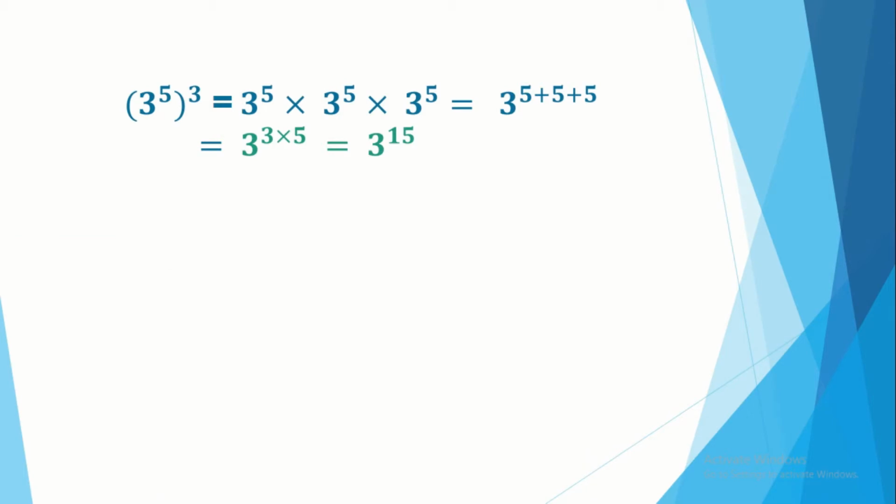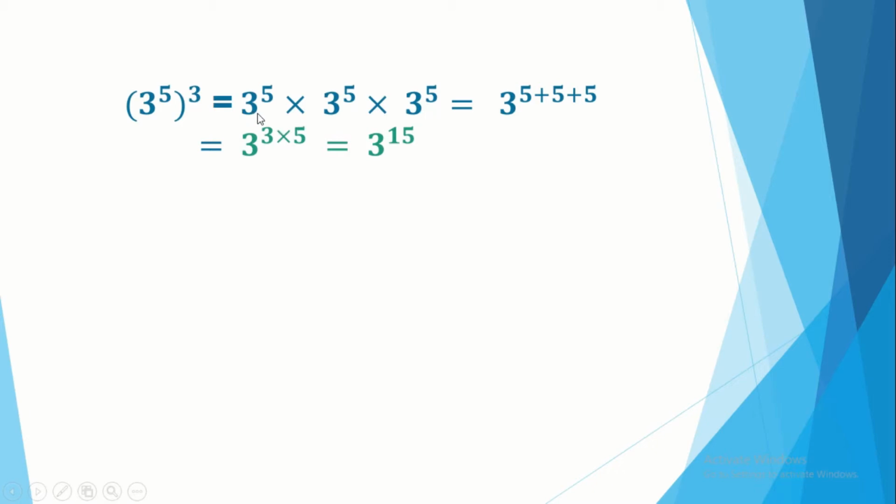If we have a base carrying more than one exponent, we should multiply them. Why? Here is an example. If we have, for example, 3 to the power 5, all cubed, what does it mean, all cubed? It means we are multiplying 3 to the power 5 by itself 3 times. Well, what does it mean?